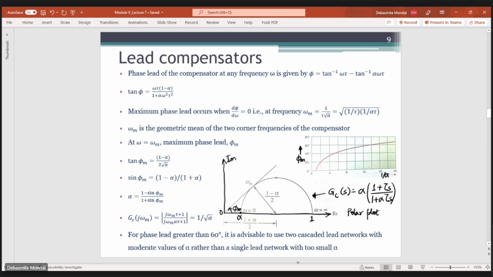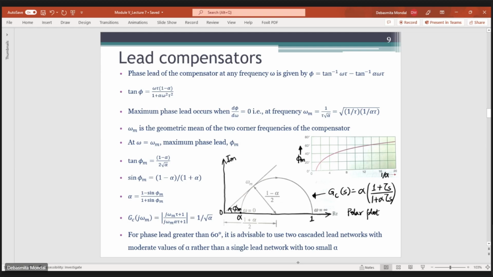At this omega m, that is the frequency at which the maximum phase lead occurs, the magnitude of the compensator is given by 1 by under root of alpha. Now, if you want a phase lead greater than 60 degrees, then instead of using a single lead network with a very small value of alpha, it is always desirable to use two cascaded lead networks, so that both lead networks have a moderate value of alpha. That is a general practice.